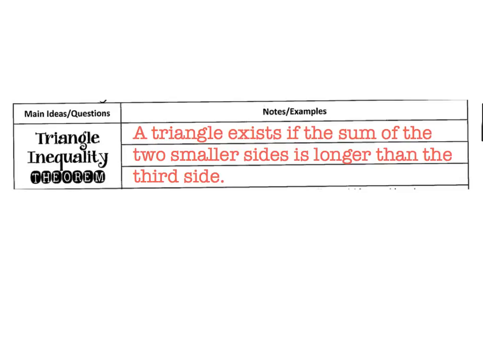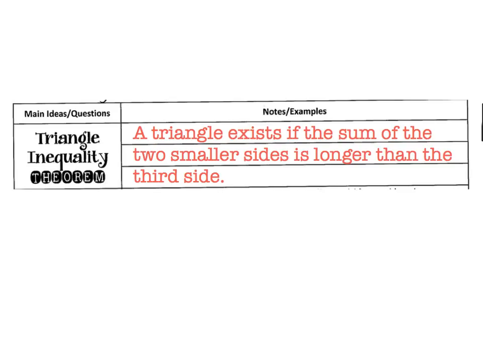Alright, so the first thing we're going to talk about today is the triangle inequality theorem. I typed it out for you because you guys know how good my writing is on here, so I apologize. But I typed it out ahead so you guys can write it down as I say it to you. So, triangle inequality theorem: a triangle exists if the sum of the two smaller sides is longer than the third side. So basically, if we add up the two smaller sides together, it has to be bigger than the third side. And that's the triangle inequality theorem.